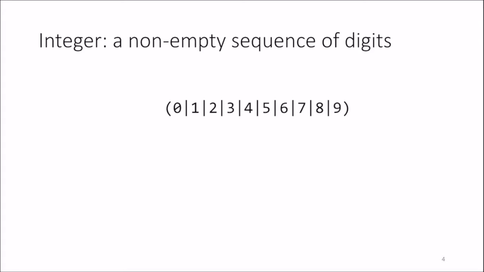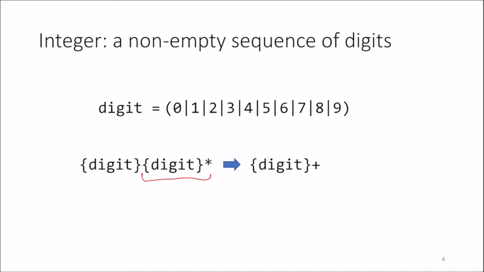And this alternation gives me a single digit. And then I can take a digit followed by 0 or more repetitions of a digit, and I can represent that as digit plus. Plus is this special extra symbol which is not really core, because I can represent it simply using star and a single regular expression of digit. So by combining these two, I can get the definition of digit plus.